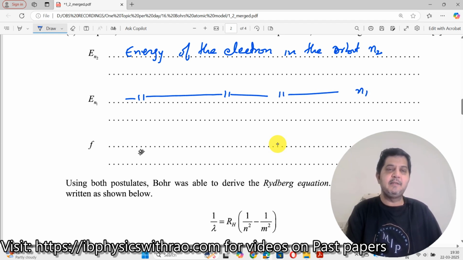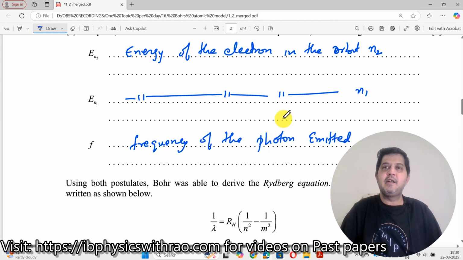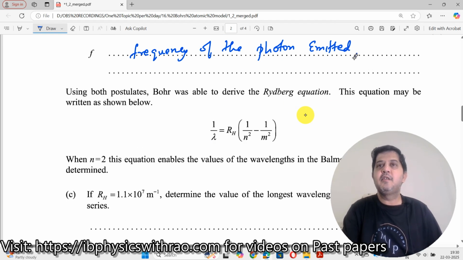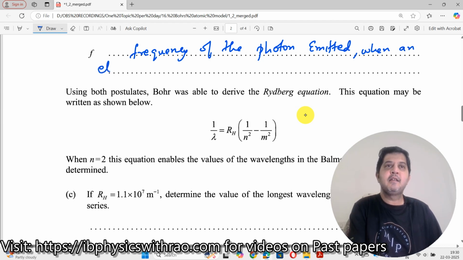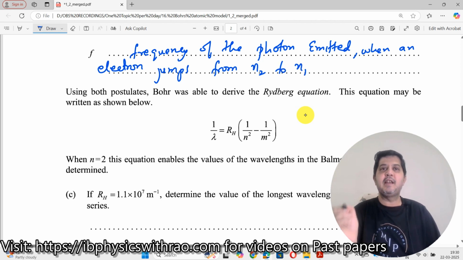What is frequency? Frequency, f, is nothing but the frequency of the photon emitted when an electron jumps from n2 to n1. Let's write like this.